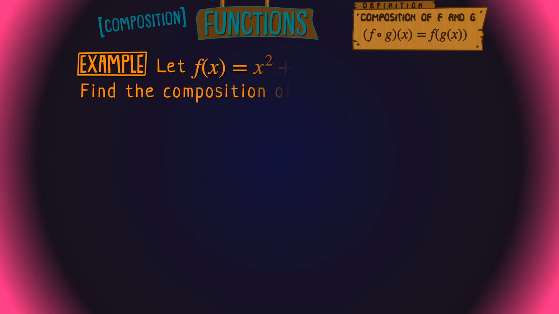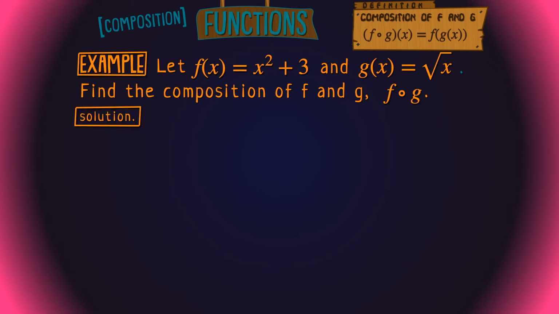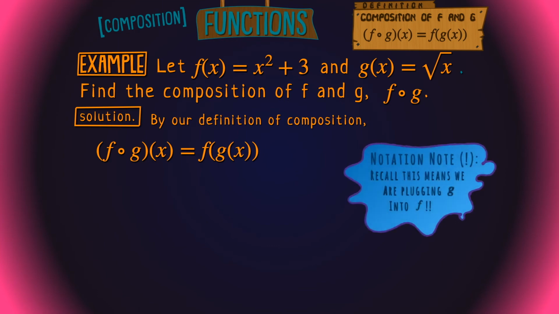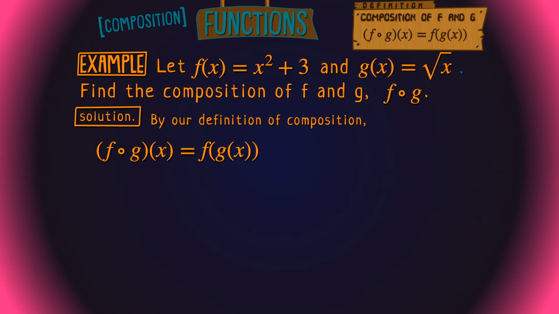So an example, let f of x be x squared plus 3, and g of x is the square root of x. So we're asked to find the composition of f and g. And by our definition, we just want to write out what f composed g actually is. So this is really going to be f of g of x, which is f of the square root of x. That's really the square root of x squared plus 3, which is x plus 3. And so we're done.